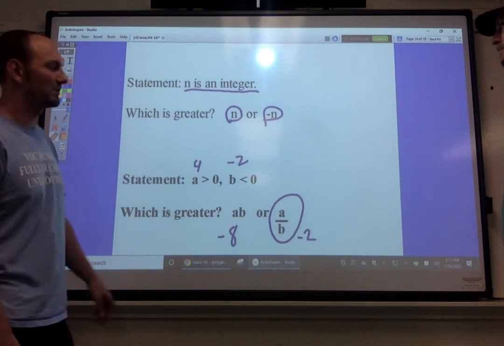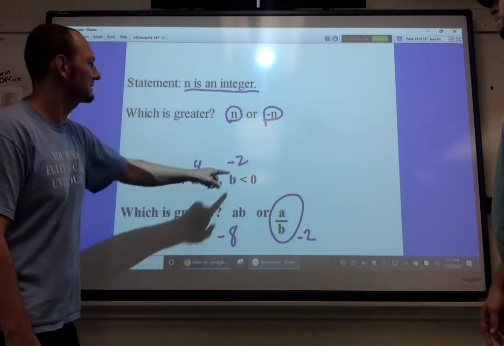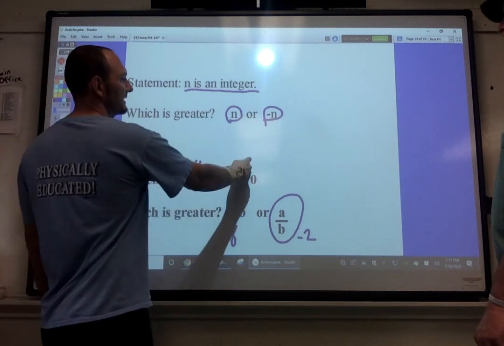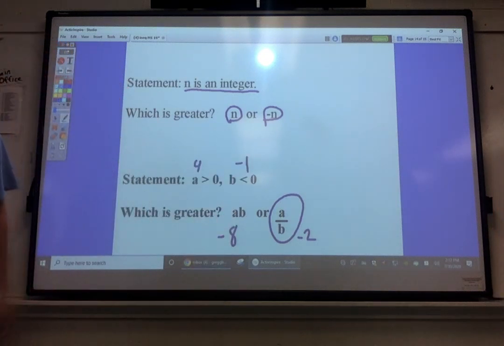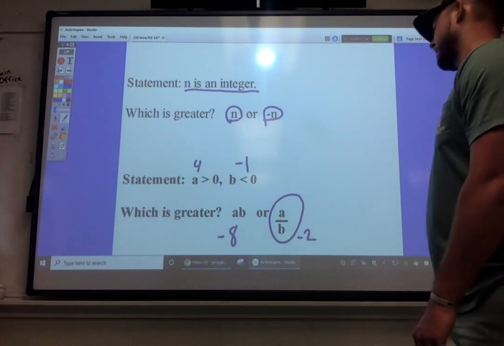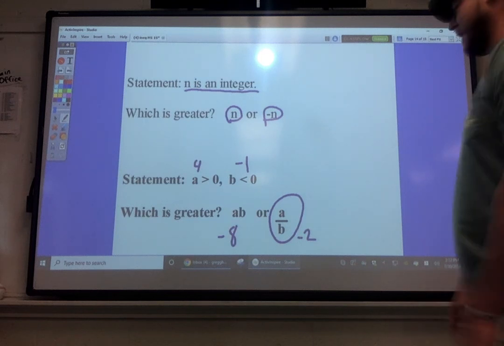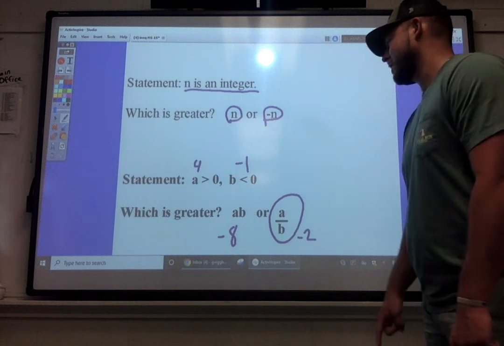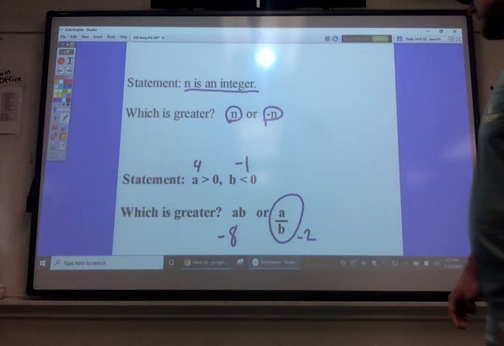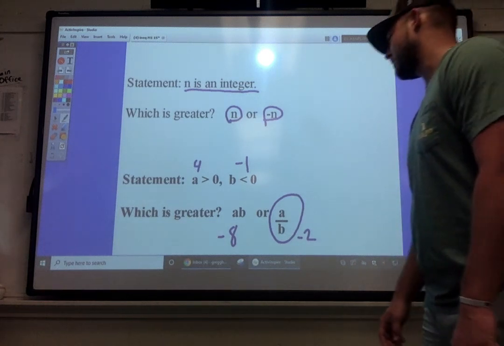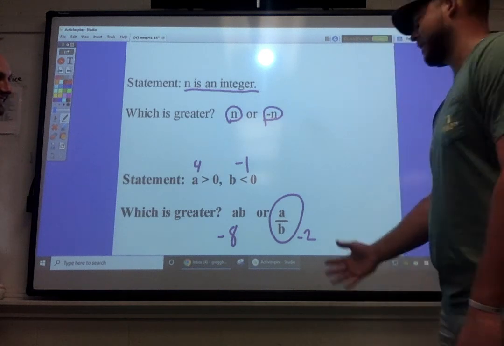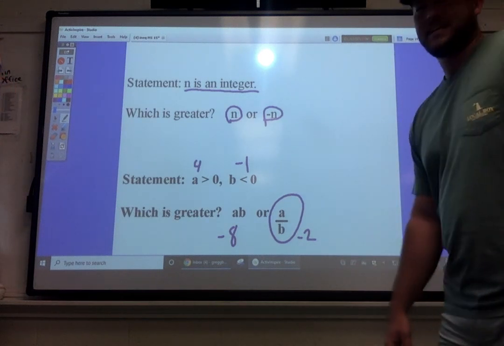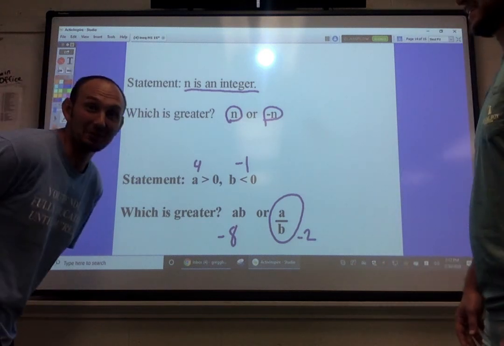Or, do we not know? Let's see something here. Maybe I'm reading it wrong. Let me change that to a negative 1. What happens then? 4 divided by negative 1 would be a negative 4. Negative 4 is still greater. Oh, it's 4 times negative 1. Negative 4. So is negative 4 greater than negative 4? Well, which is greater in this situation? It's not. We don't know.